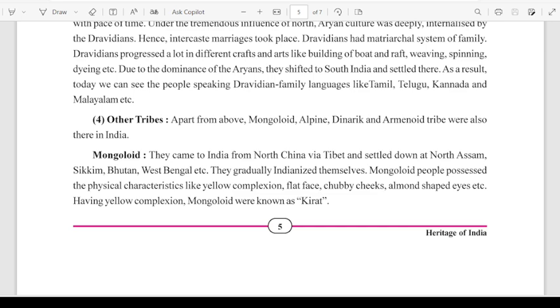Mongoloid. They came to India from North China via Tibet and settled down at North Assam, Sikkim, Bhutan, West Bengal, etc. They gradually Indianized themselves. Mongoloid people possessed the physical characteristics like yellow complexion, flat face, chubby cheeks, almond-shaped eyes, etc. Having yellow complexion, Mongoloid were known as Kirat.